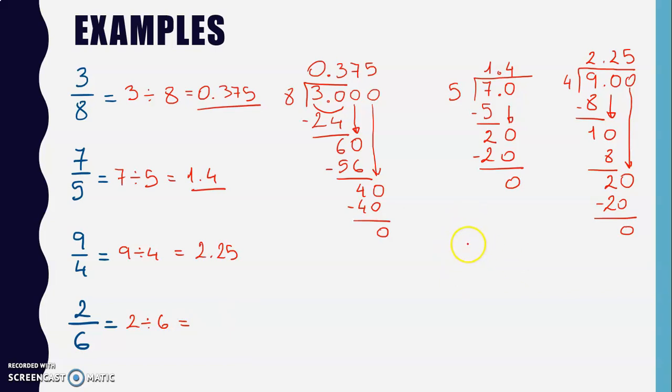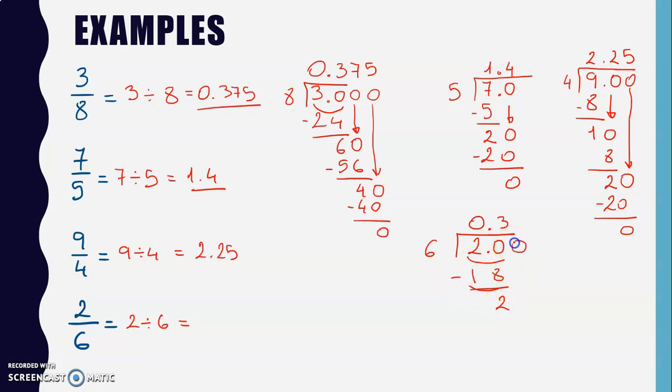So 2 over 6, that is 2 is being divided by 6. So 6 goes into 2 0 times. We need to make use of that decimal point and add a 0. Now we say 6 goes into 20 3 times. 6 times 3 is 18. Okay, interesting. 20 minus 18, that is 2.